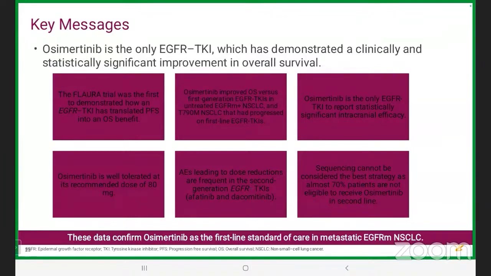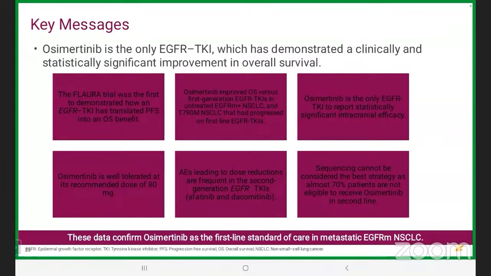And this is the only EGFR TKI to report statistically significant intracranial activity. It was one of the very important factors, intracranial activity. It is a very well tolerated drug at the recommended dose of 80 milligrams. It was not leading to the dose reductions that are frequent with the second generation TKIs, that is afatinib and dacomitinib. And sequencing cannot be considered the best strategy, because 70% of the patients whom we could start on upfront osimertinib are less likely to be receiving this drug eventually.